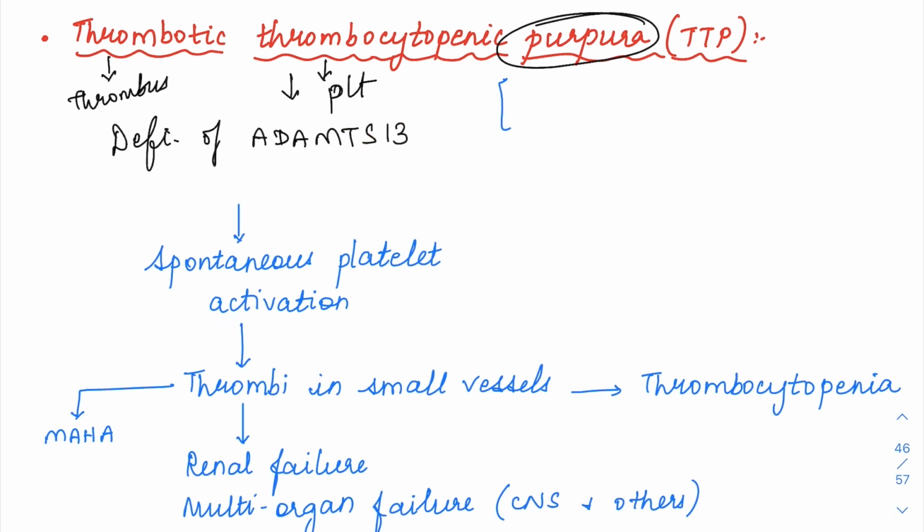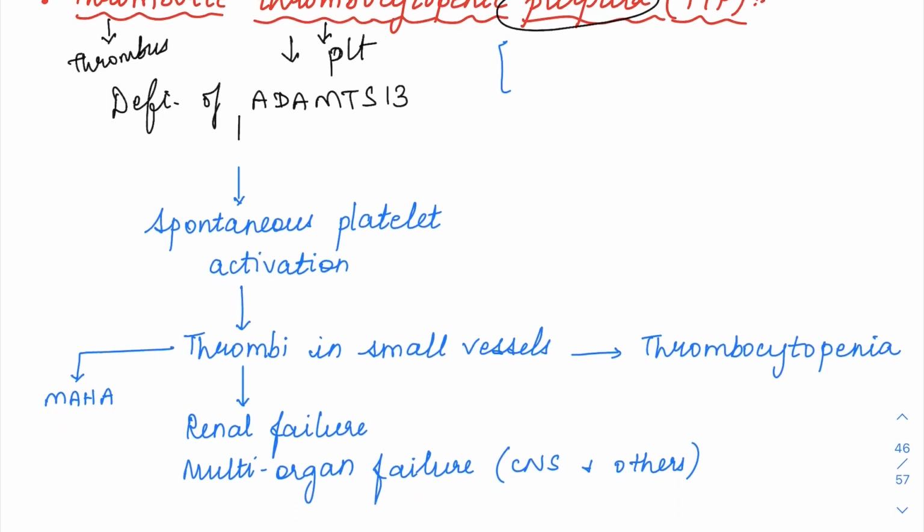Normally what happens is ADAMTS13 is responsible for cleaving the von Willebrand factor. So when von Willebrand factors are released, they tend to form multimers, right? So in order to stop that, this is a regulatory kind of enzyme. So this ADAMTS13, a protease, will normally cleave the von Willebrand factor multimers. So when this ADAMTS13 is deficient, it is going to result in the formation of von Willebrand factor multimers.